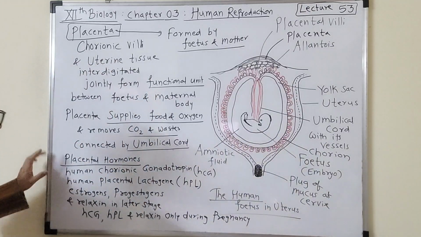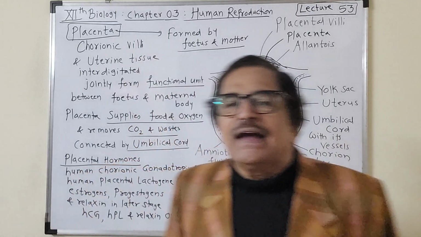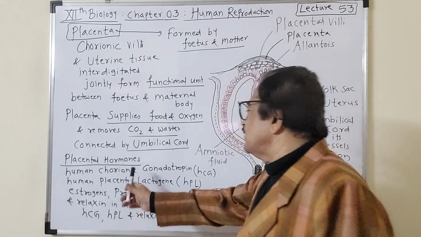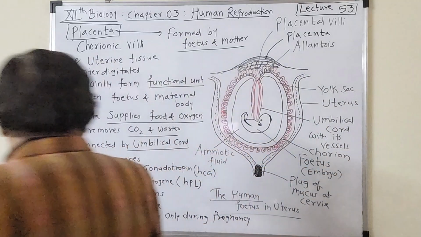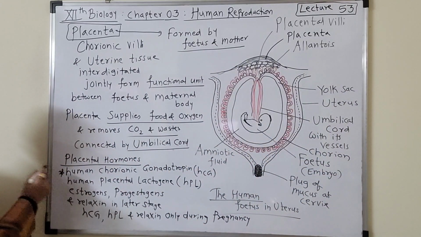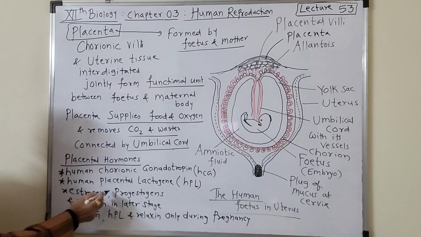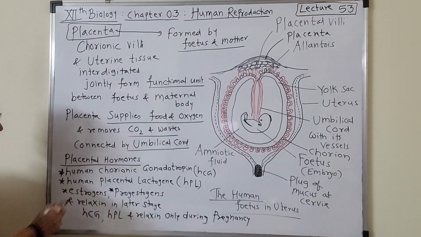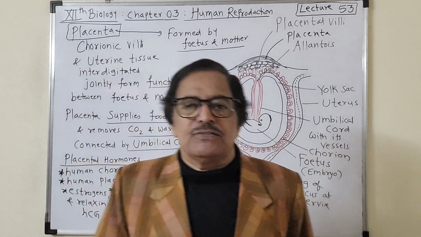Then another important thing is that placenta can also act as an endocrine organ. और ये placental hormones जो बनाते हैं उनके नाम हमें याद रखना है. One is the human chorionic gonadotropin called as the HCG. The other is the human placental lactogen. Then estrogen and progestogens. So all these hormones are required for maintenance of pregnancy.